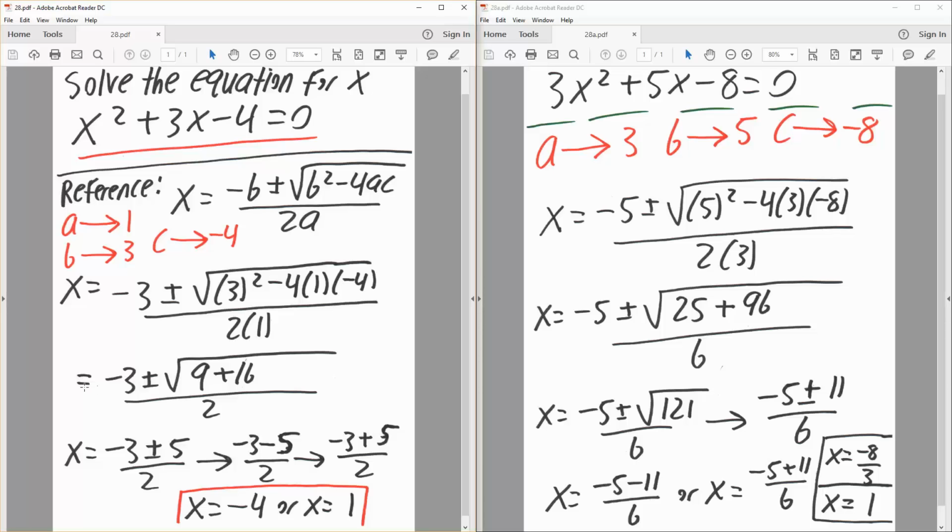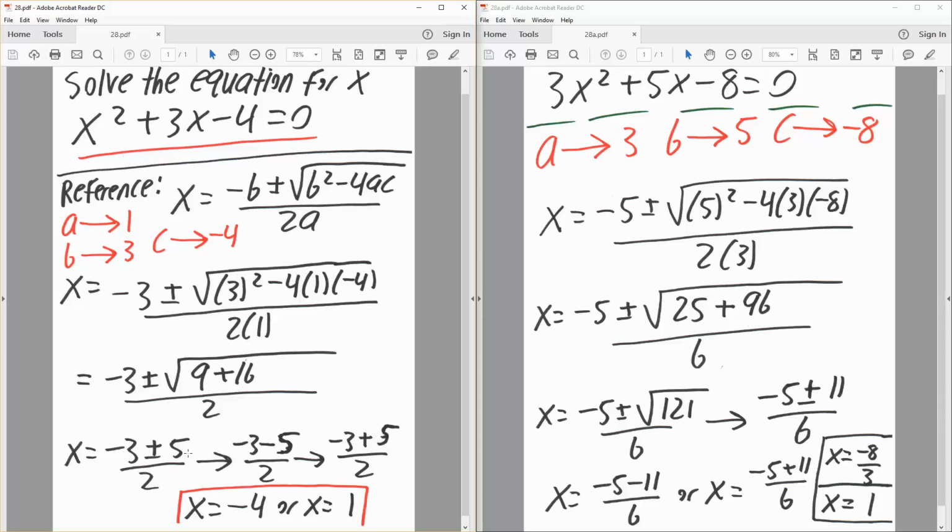And so that would equal negative 3 plus or minus the square root. 3 squared is 9. Negative 4 times 1 is negative 4. Negative 4 times negative 4 is 16. So plus 16, divided by 2a. And we know that the square root of 9 plus 16 is the square root of 25, which is 5. So x is equal to minus 3 plus or minus 5 divided by 2.